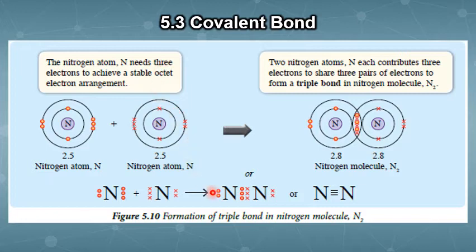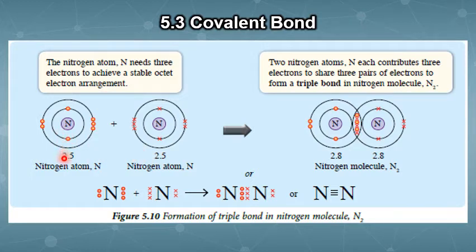Okay, so this is the example for the third bond, for triple bond. Figure 5.10, formation of triple bond in nitrogen molecule. So you look at the left, the nitrogen atom needs 3 electrons to achieve a stable octet electron arrangement. So we have 2 nitrogen atoms here.